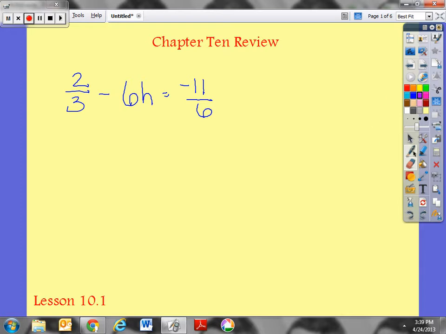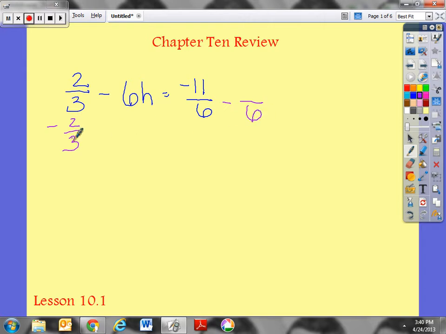What I could do here is get rid of this 2/3. I'm sorry, it's been so long since I've done this stuff. I can subtract 2/3 from both sides. I should immediately see that thirds and 6ths don't talk, but I could convert the thirds to 6ths, so I'm going to do that.